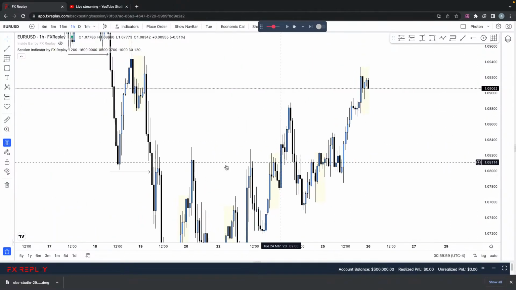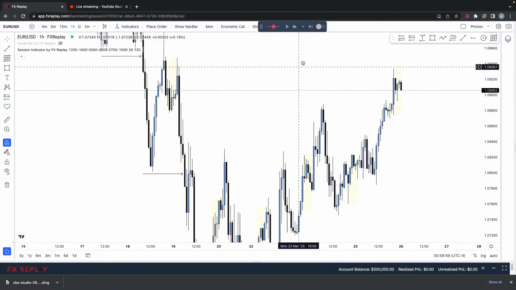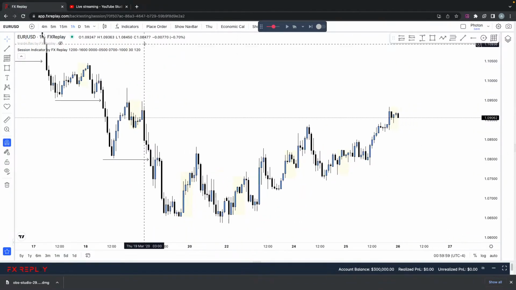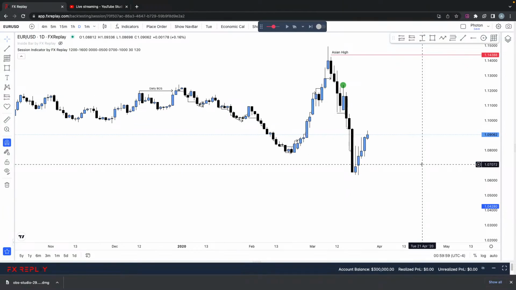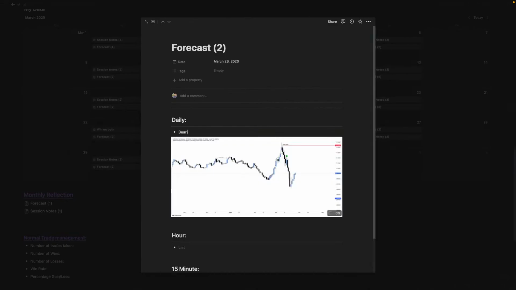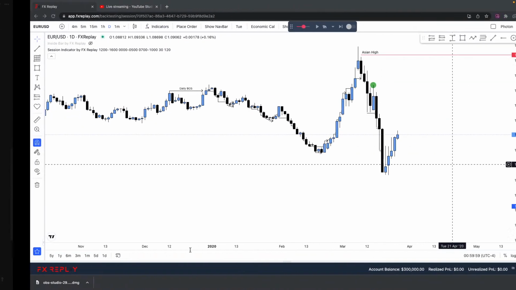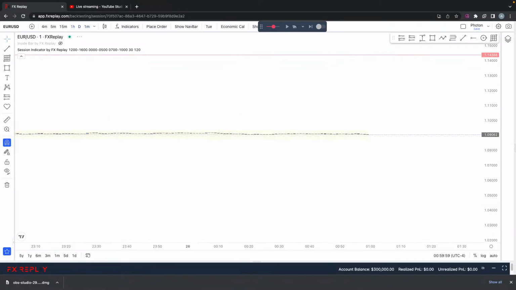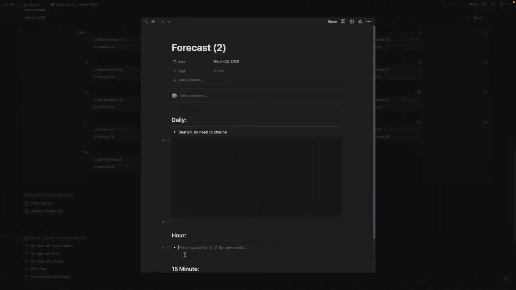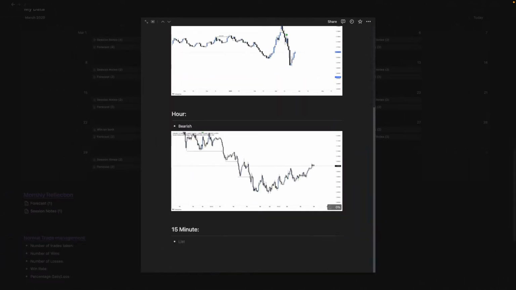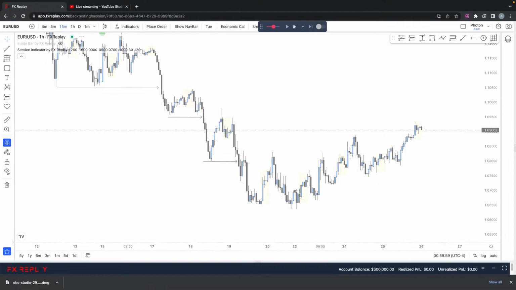So now we actually broke structure here. Did we? No, we haven't. Still haven't broken structure. Okay. Bearish, no need to change. One hour, bearish overall. Only 15 minutes.